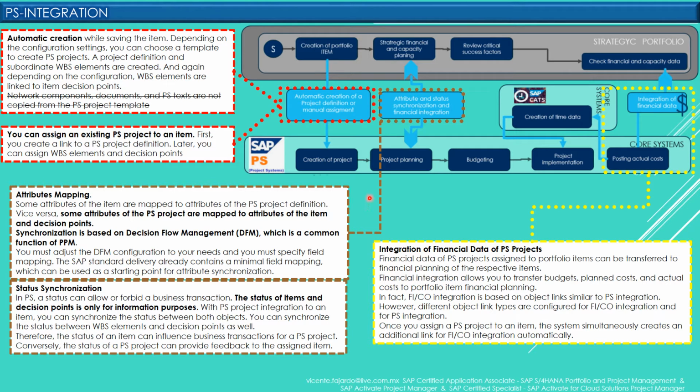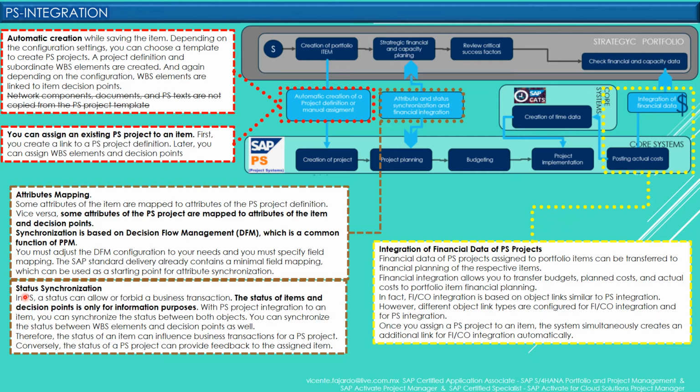The second integration, as we can see here in the brown shape, is regarding attributes and status synchronization. Attributes mapping: some attributes of the item are mapped to attributes of the PS project definition, and vice versa. Some attributes of the PS project are mapped to attributes of the item and decision points. Synchronization is based on decision flow management, which is a common function of PPM.